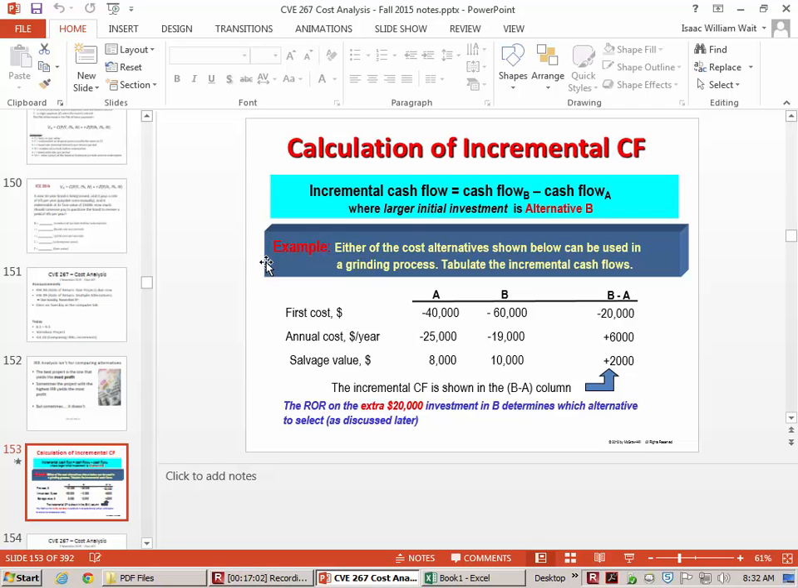So we're going to analyze the difference between the two projects. And that's one of the foundational principles of this discipline, of the discipline of cost analysis, is compare the differences. Ignore the parts that are the same and focus only on how the two projects are different, because if you're trying to choose between them, it's the differences between them that tell you what the answer should be.